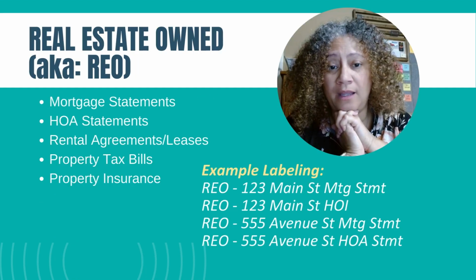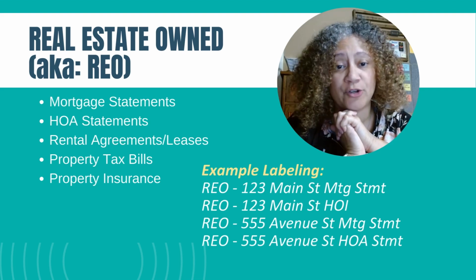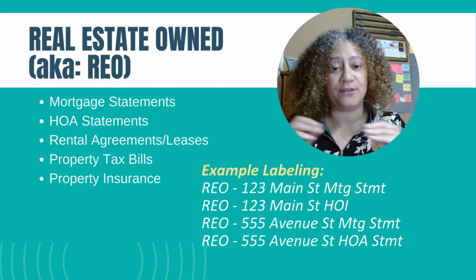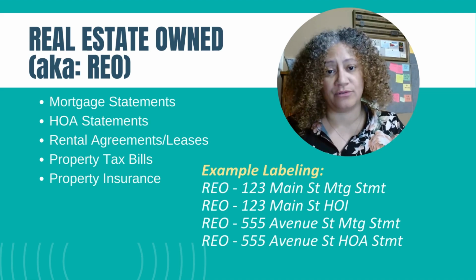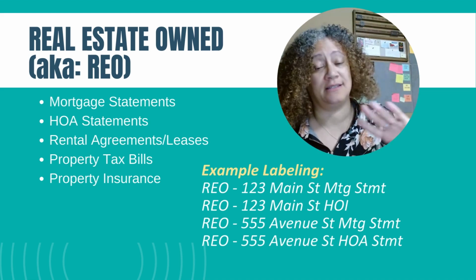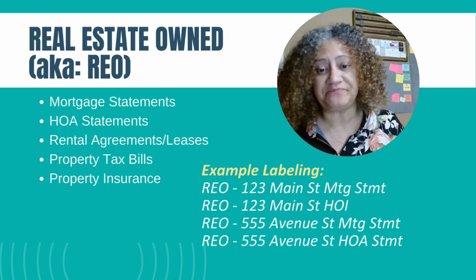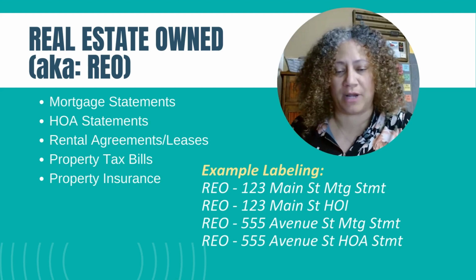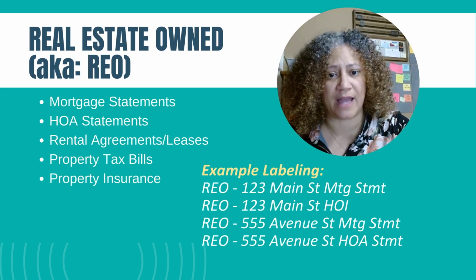Real estate owned. So this would be if your borrower owns additional properties. So you have your subject property, and if they are buying or refinancing, you're going to put those documents in a certain bucket. But if they have other properties, this is other real estate that they own, you're going to put it in your REO bucket or your real estate owned bucket. And then here's some labeling examples for that as well.